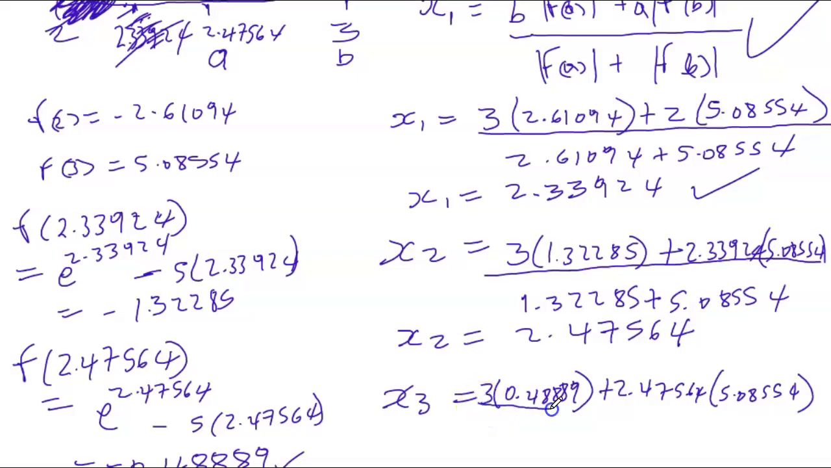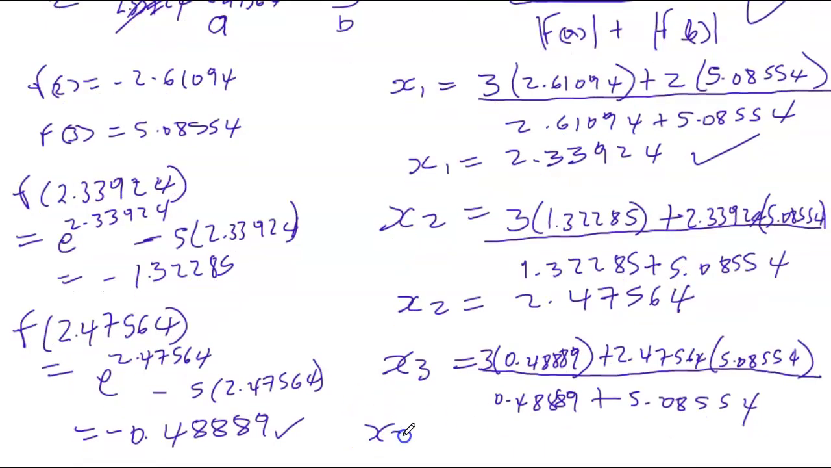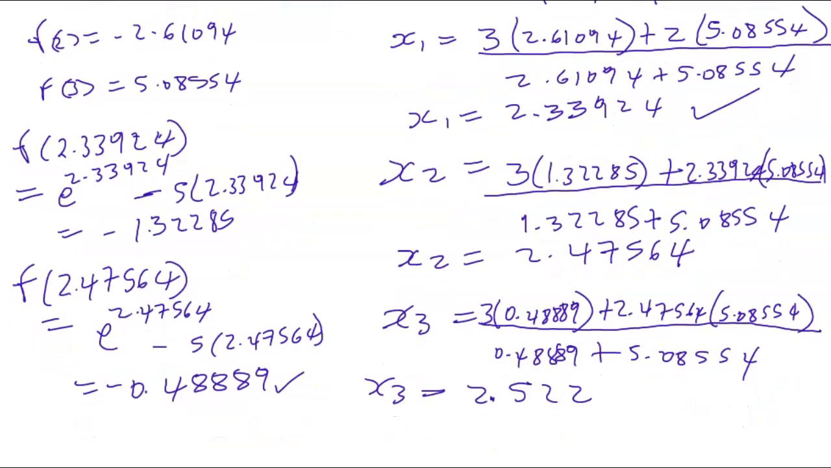These are the values in the bracket. So f of a, that's 0.48889, and f of b, that's 5.08554. Punch this in our calculator, and our answer is 2.522. The idea is that the more iterations you use, the more refined and the more accurate your solution becomes. Alright, so we actually used 3, so we leave it at that.